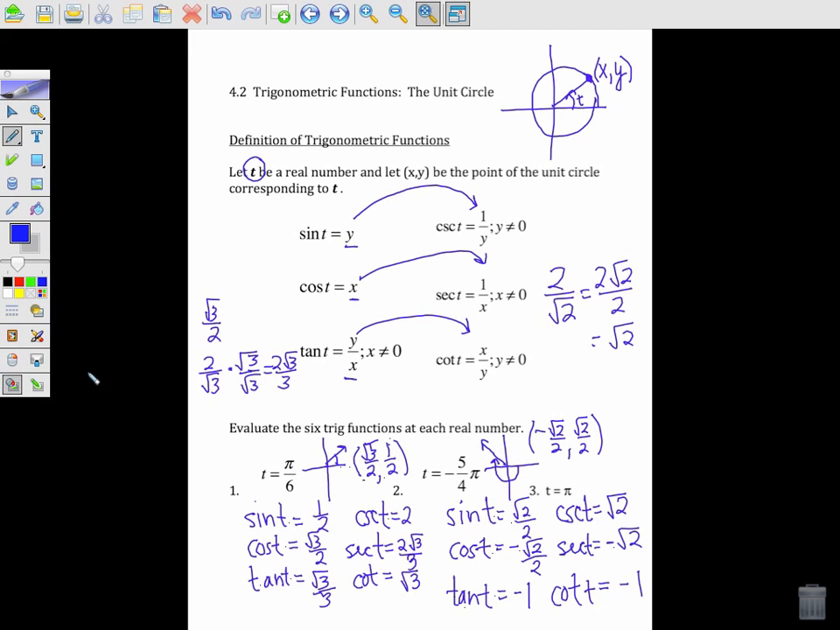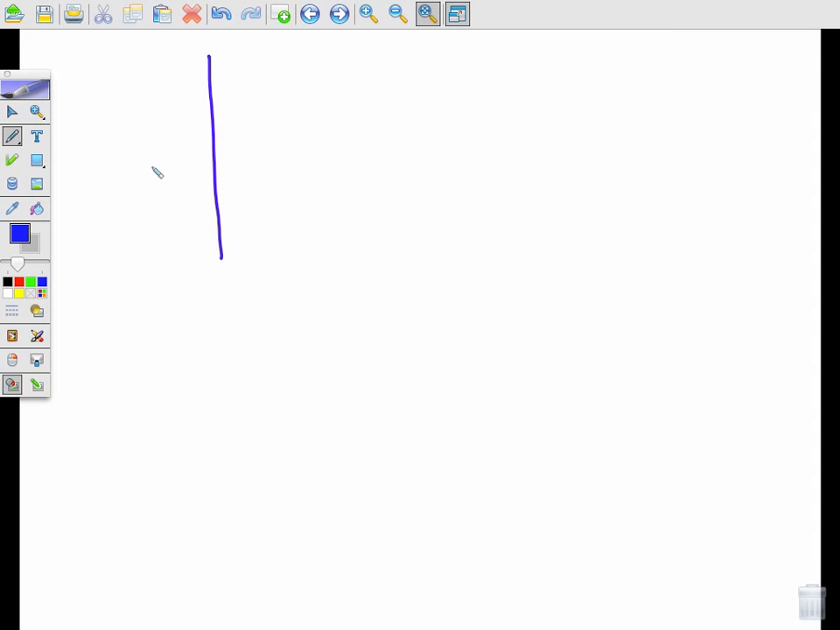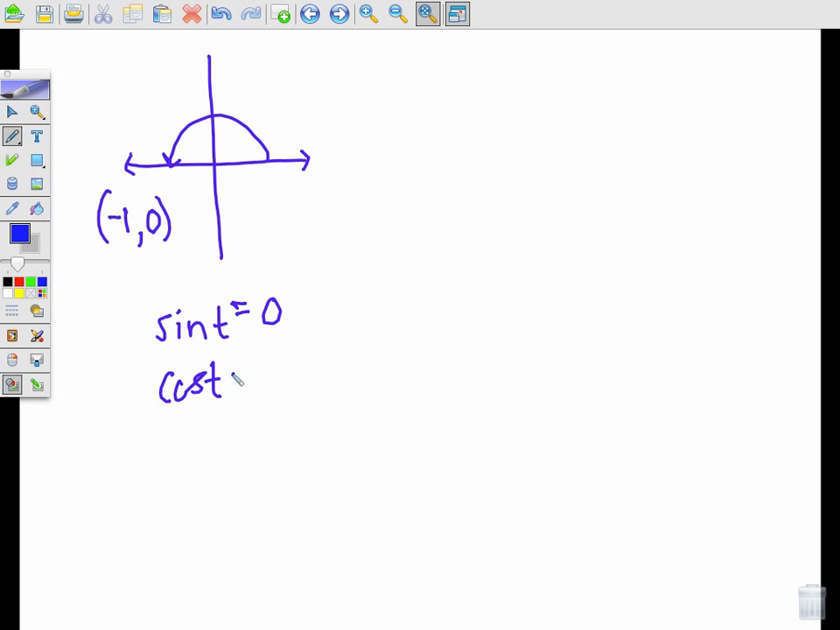All right, so we're identifying the 6 trig ratios. We're still looking at number 3 here. When t is pi, let's see where pi is located. So pi is the angle here at 180 degrees, and that ordered pair is -1, 0. So the sine of the angle would be the y value, which would equal 0. Cosine of the angle is the x value, -1, and tangent of the angle would be 0 divided by -1, which is 0.